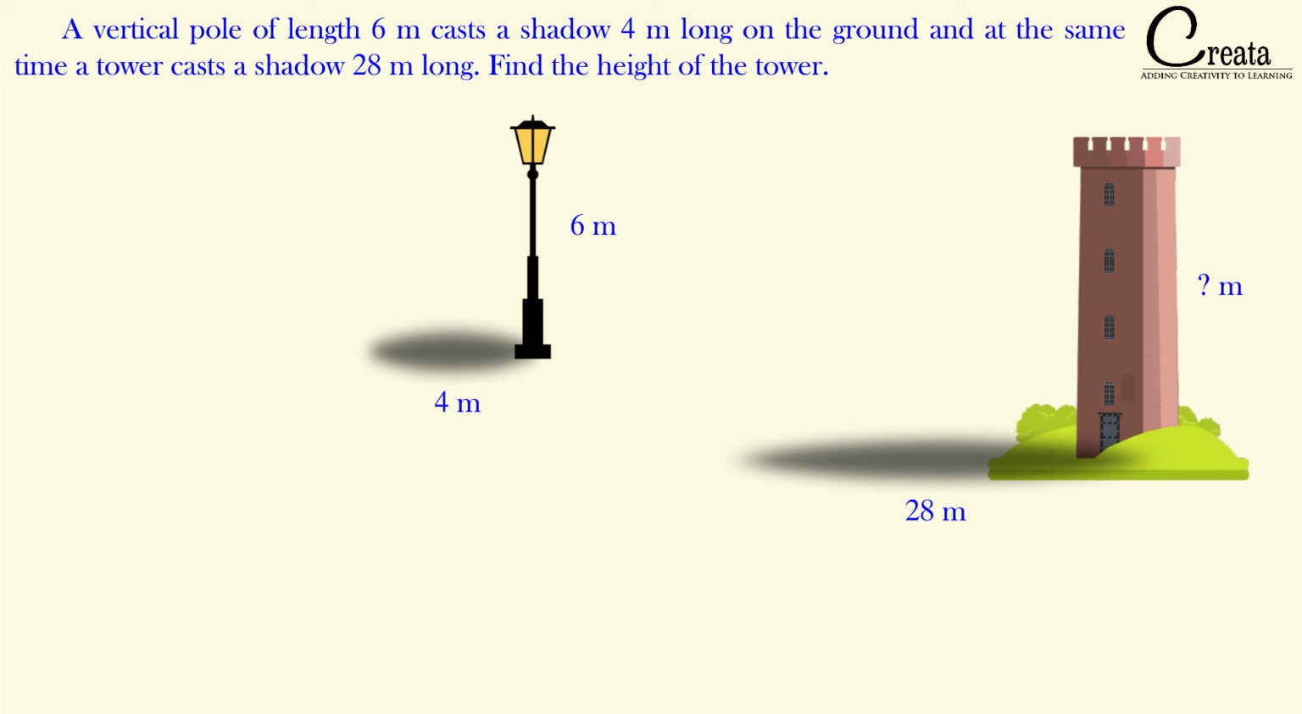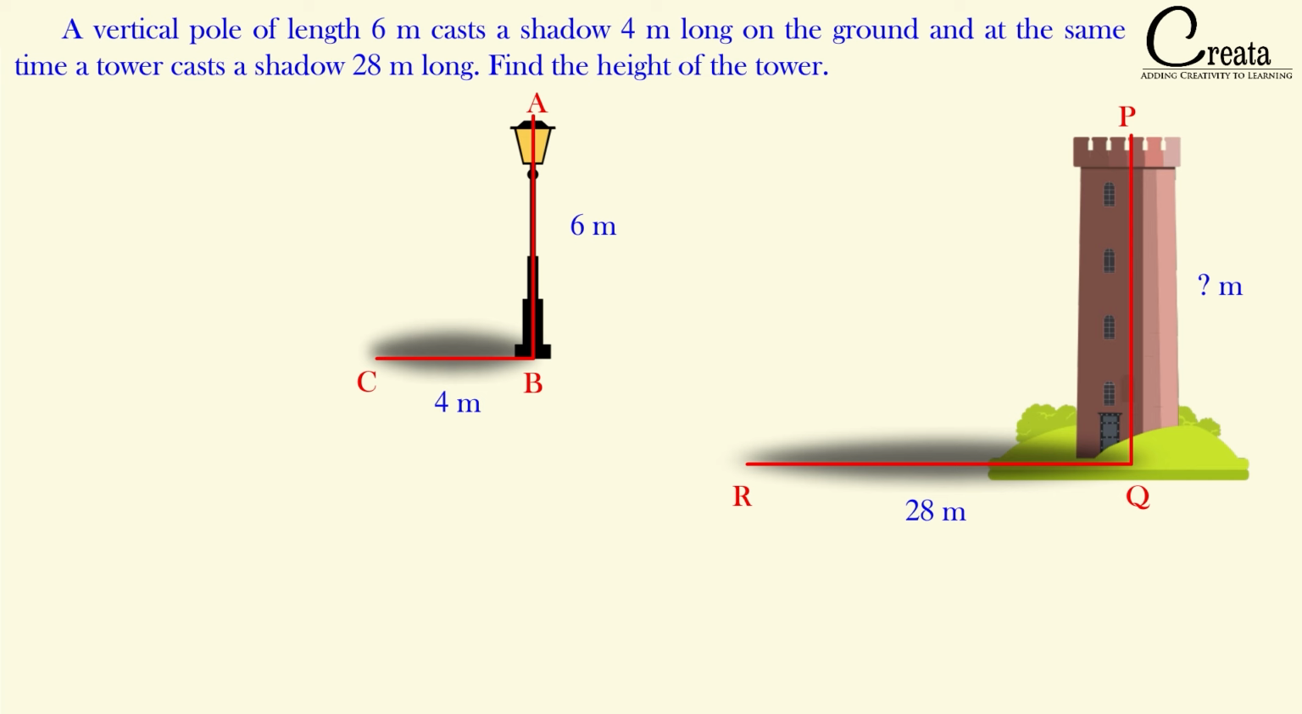Let's denote the height of the pole as AB and the height of the tower that we have to calculate as PQ. The length of the shadow in the case of the pole is BC, which is 4 meter, and the length of the shadow in the case of the tower is QR, which is 28 meter long.